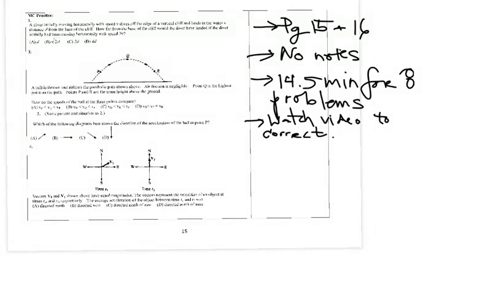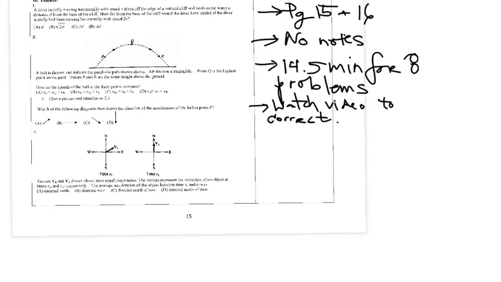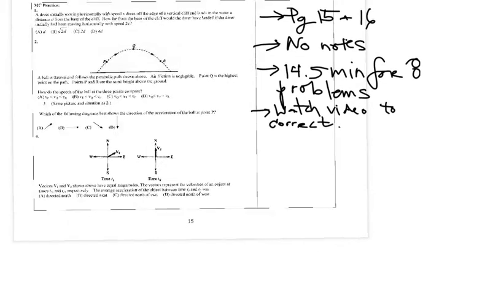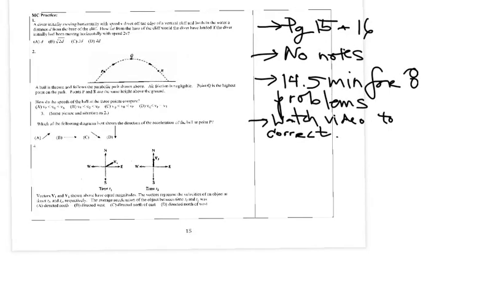So tonight for homework, I want you to go to your Unit 2 packet. You're going to do the multiple choice questions on pages 15 and 16, but I want you to do them without any notes, okay? And actually try to do them without any equations either. You want to spend a total of 14.5 minutes on the 8 problems, so time yourself.